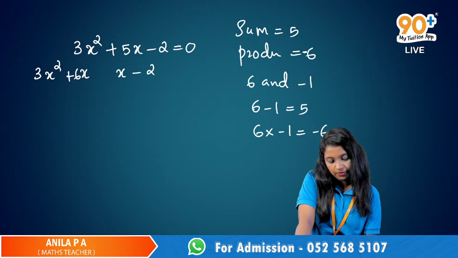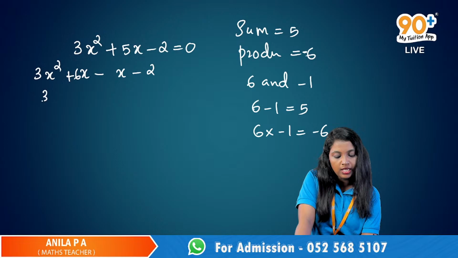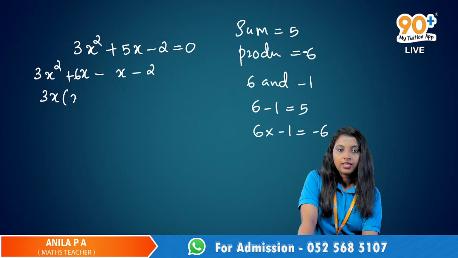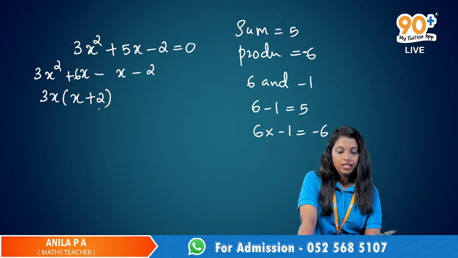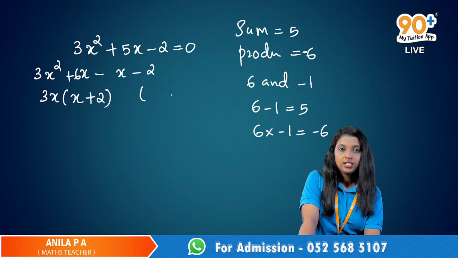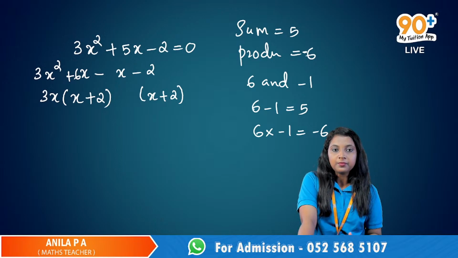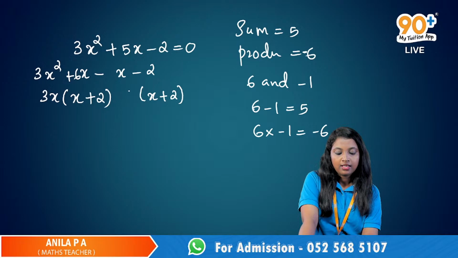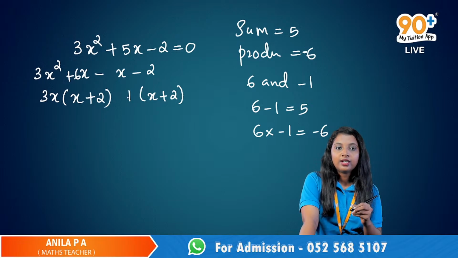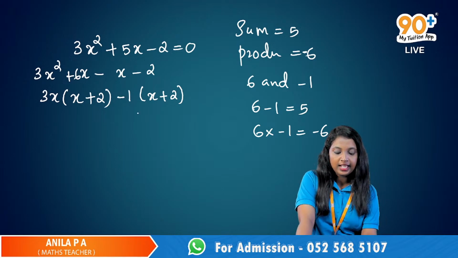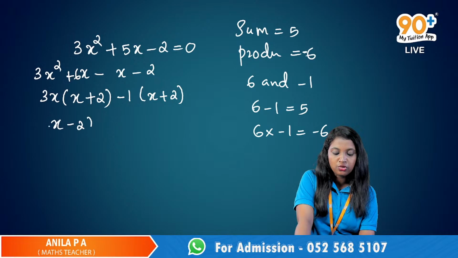After taking 3x out, we have x plus 2 left. And here also we must get x plus 2, right? For that, we have to take something outside. What is that? Negative 1. Yes, negative 1. Then x plus 2 is common, so it is x plus 2 into 3x minus 1.